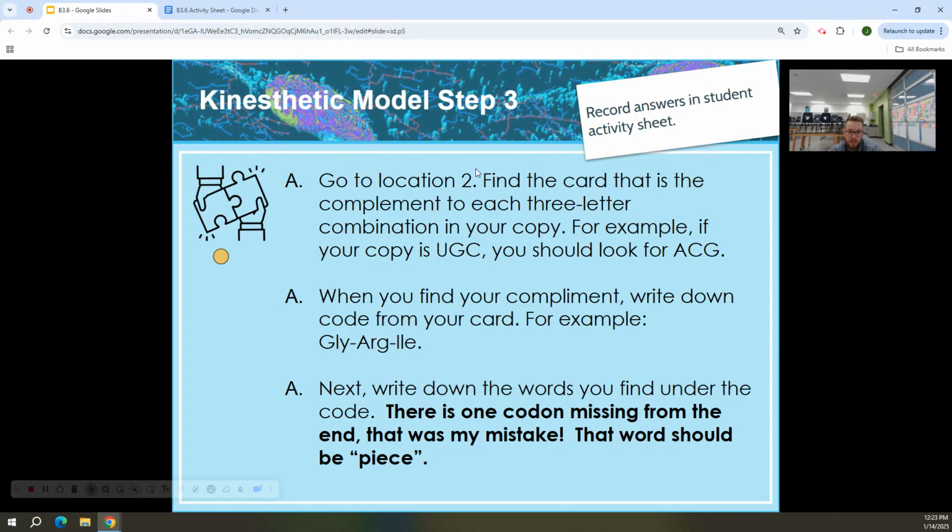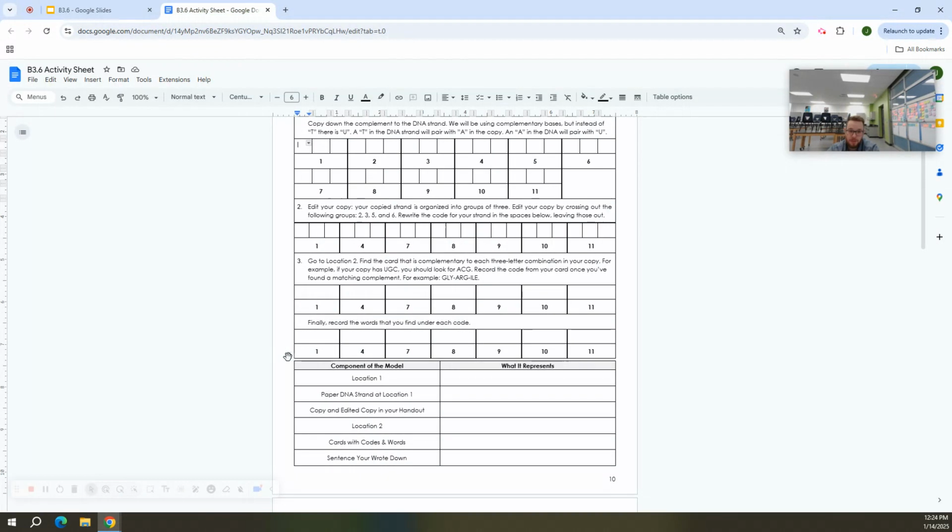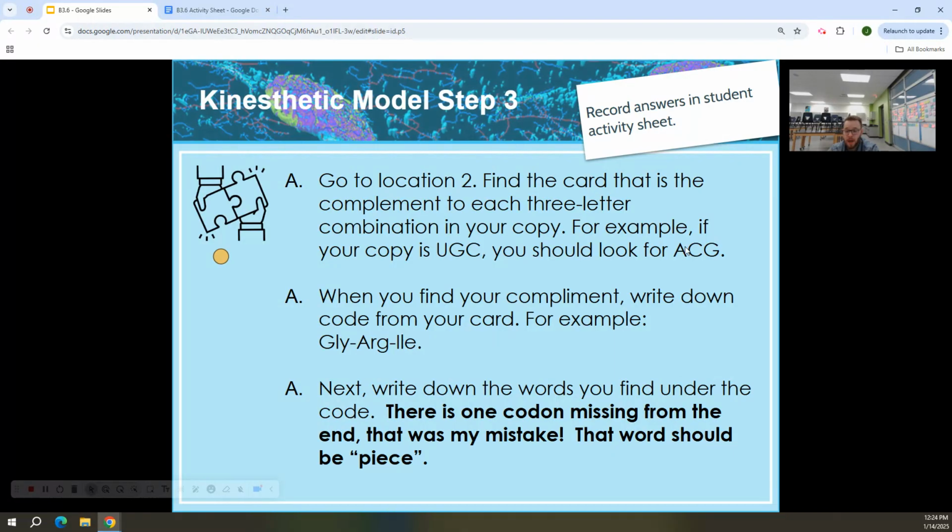All right, step 3, you're going to go to location 2 and find the card that is the complement to each 3-letter combination in your copy. For example, if your copy is UGC, you should look for ACG. So I'm going to go to location 2, and there's going to be a bunch of little cards laid out on the table. Okay, and if on my student activity sheet right here in 1, I have UGC, then I'm going to look for the card that is ACG, or the complement of that. So whatever the complement is. So see how U goes to A, G goes to C, C goes to G, like we just did. You're just going backwards a step, okay? Not literally, but just kind of figuratively right back a step.